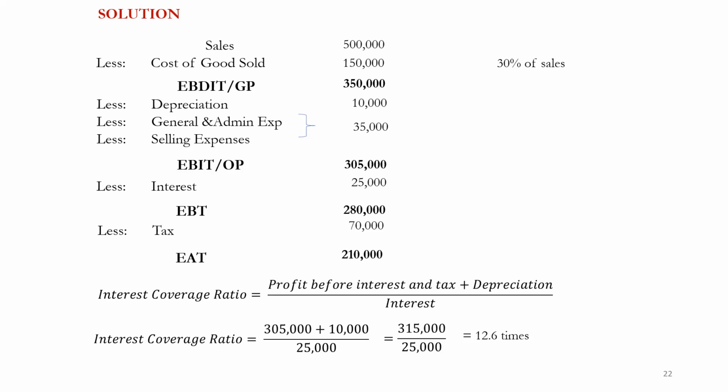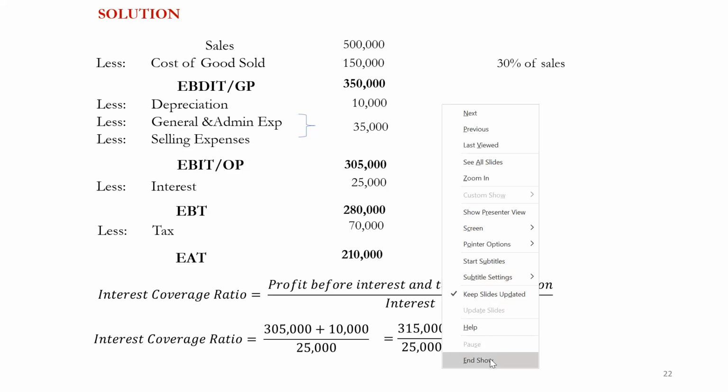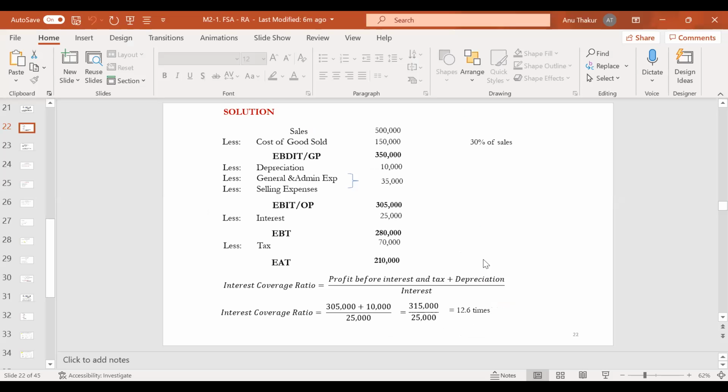So with this we can conclude for this ratio that the company is very well able to pay its interest on time, as the company had that much money. So it's good. With this I'm going to stop this video here itself, and in the next video we'll start with the new ratio, the next ratio, that is the profitability one.